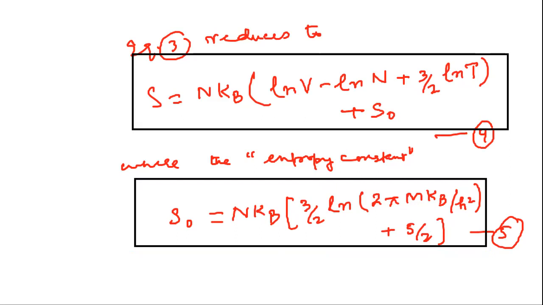Now this equation 4, that is the expression for the entropy of a monoatomic spinless gas, this equation has a name. Let me get my pen back. This equation has a name. It is called Sackur Tetrode equation.